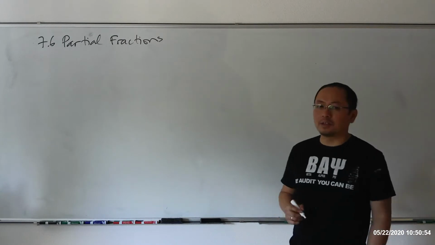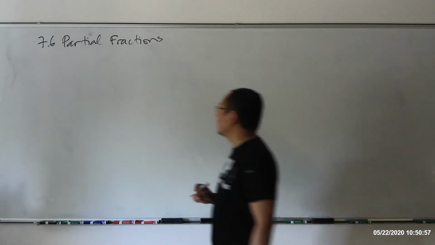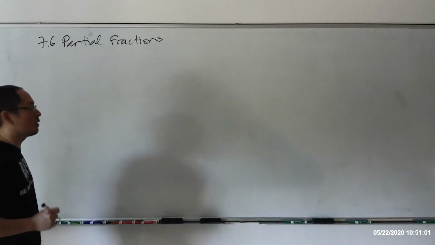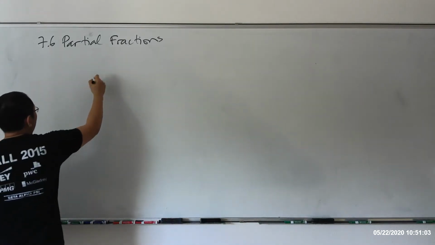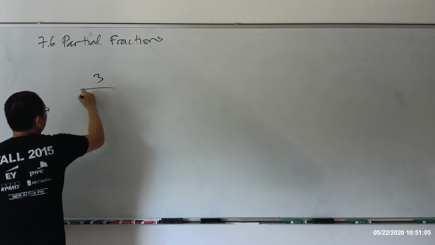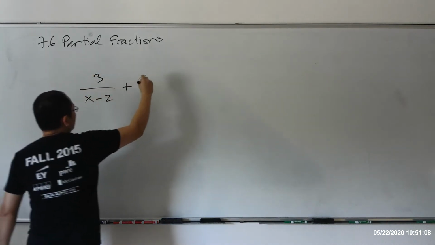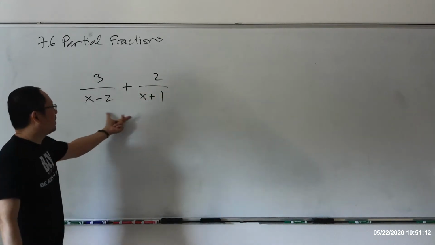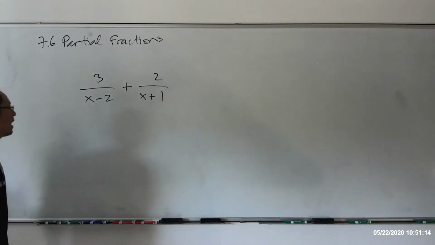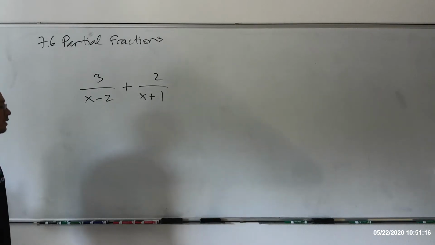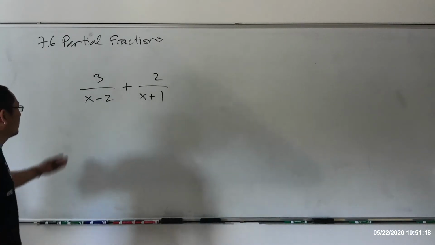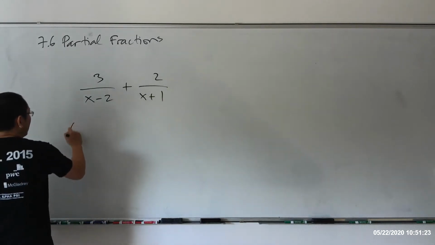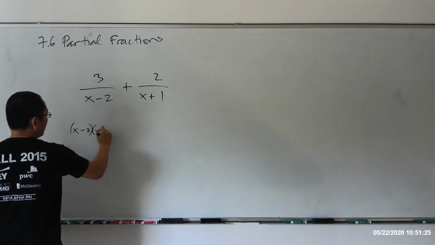But first, let me give you a counter example, something that you learned a long time ago, I think, back in intermediate algebra. Say you have two small fractions, how about 3 over x minus 2 plus 2 over x plus 1? What if we asked you to add the two fractions together, combine the two fractions together? So then what did you do? You look for the LCD, right? The least common denominator, which is x minus 2 times x plus 1, right?